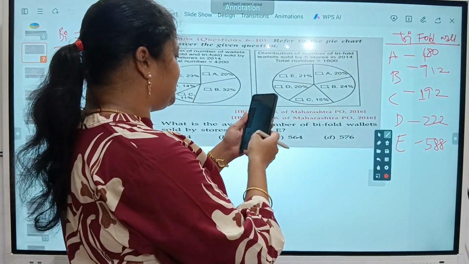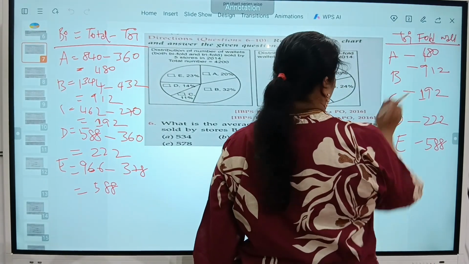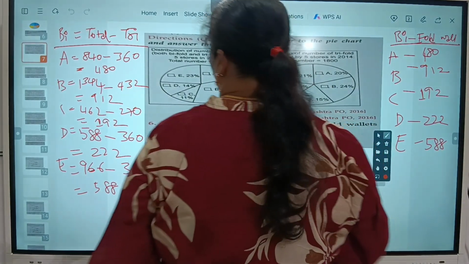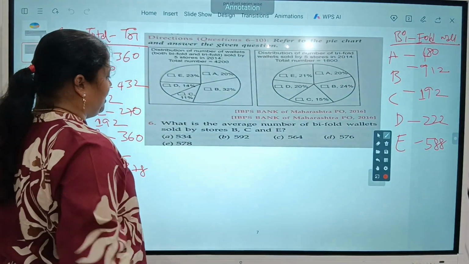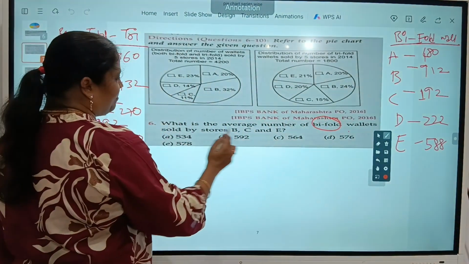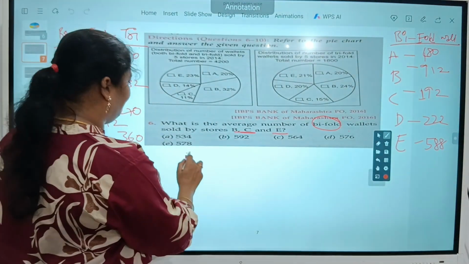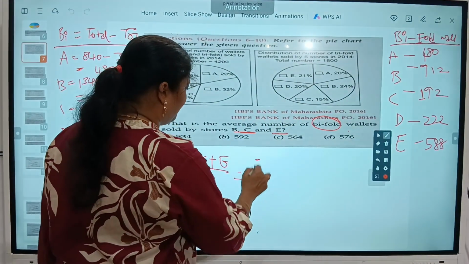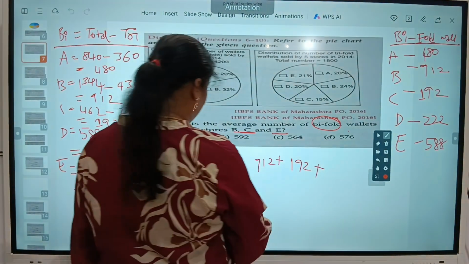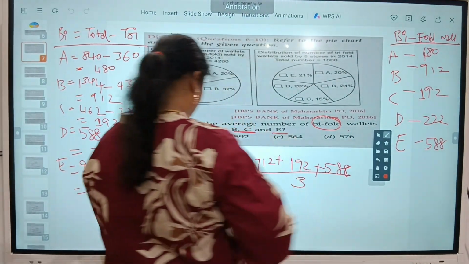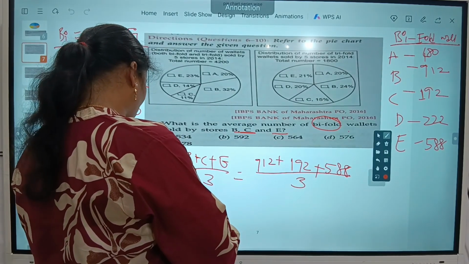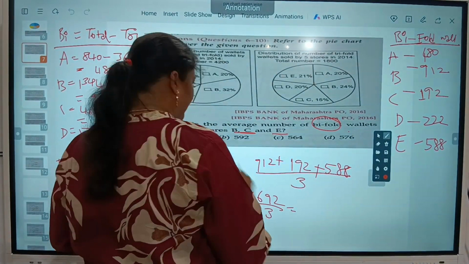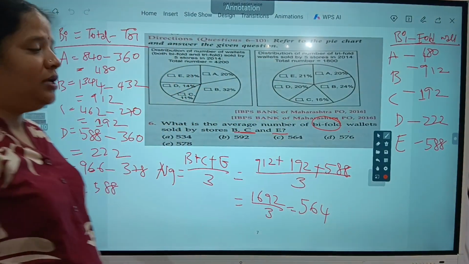To make it easy to solve questions. Sorry, here it is bifold values, right? Bifold wallets, where we subtract trifold. Now we will find out the first question. What is the average number of bifold wallets sold by store B, C, E? Now we have to add up B plus C plus E, divided by 3. B value is 912 plus C value 192 plus E value 588, by 3. Now it comes to 912 plus 192 plus 588, nothing but 1692 by 3. It is nothing but 564. So the average is 564.